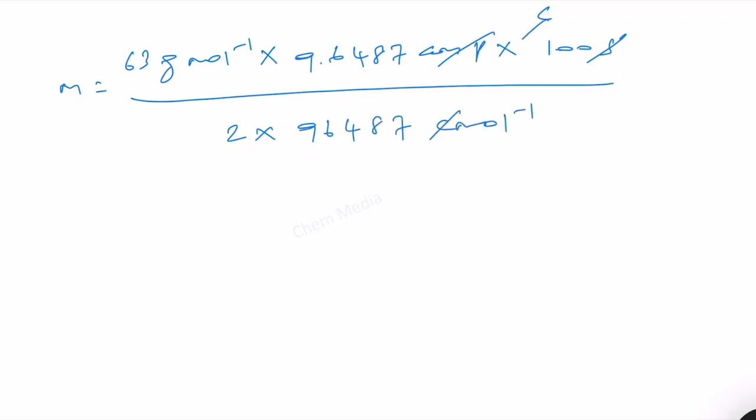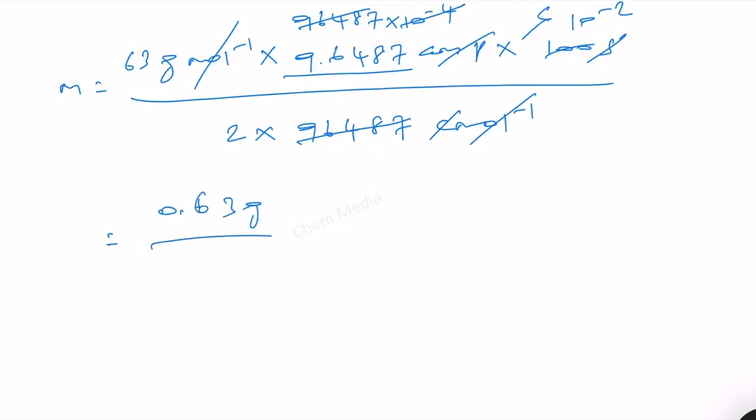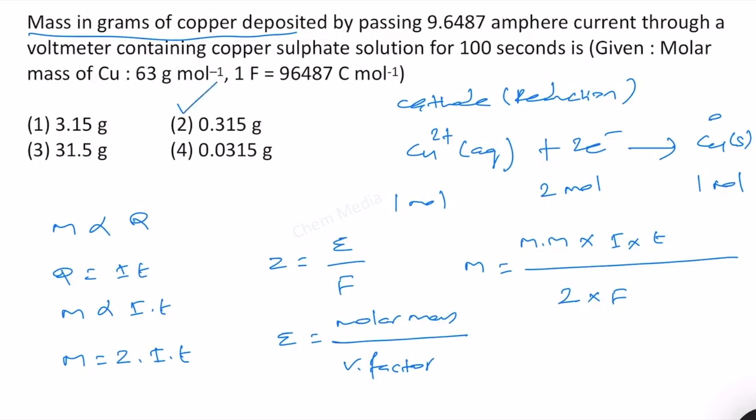This will cancel. This one we can write as 96487 times 10 to the power minus 4. If we do that, then we can cancel this one also. This will be 10 to the power minus 2. Therefore, 0.63 grams divided by 2. Therefore, this will be 0.315 grams. That's the correct answer. Therefore, option 2 is correct.